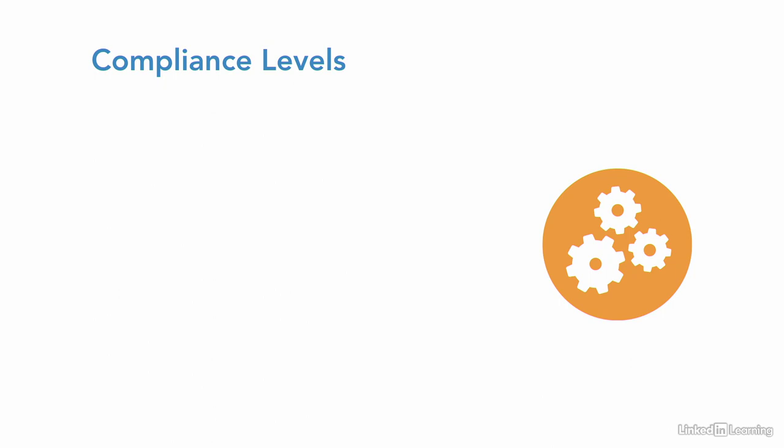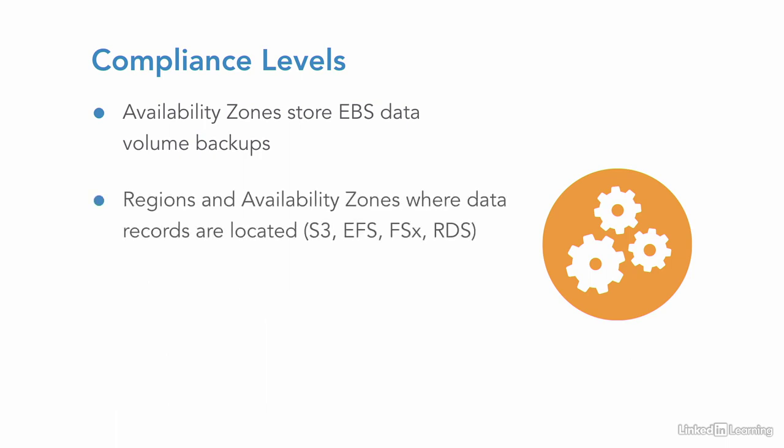Most compliance levels want multiple copies of data. Well, availability zones store EBS data volume backups with multiple copies of data. The regions and availability zones where you store your data, specifically S3 buckets, well, there's multiple copies of all files in S3 buckets. The Elastic File System, multiple copies of the data again. FSx, storage for Windows servers, multiple copies of the data automatically. And RDS databases, multiple copies of the database records with multiple storage locations, i.e., multiple availability zones. Amazon has this level of storage to match with your compliance levels.